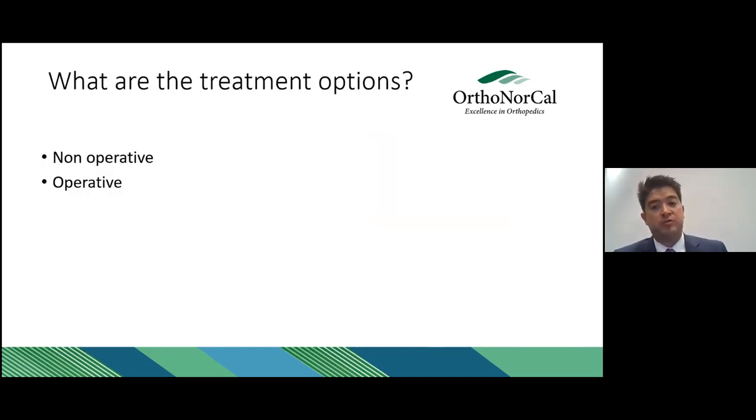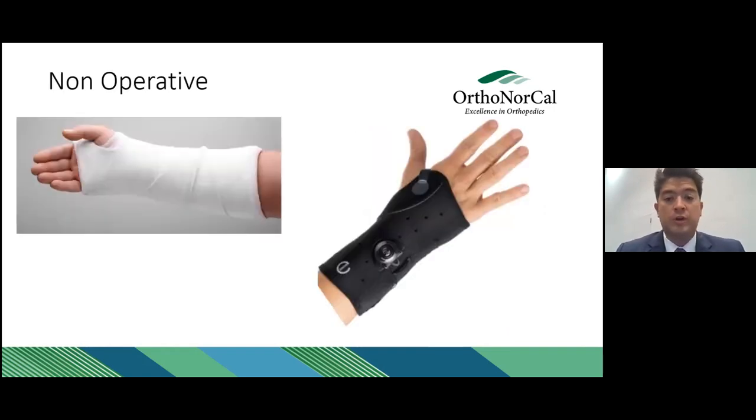So what are the treatment options? This is kind of a discussion I had with my patient, but you can divide it up into non-operative treatment and operative treatment. So to go over non-operative treatment, like Charlene was showing, it is commonly treated in a short arm cast or a brace that can be removed, as you can see on the right.